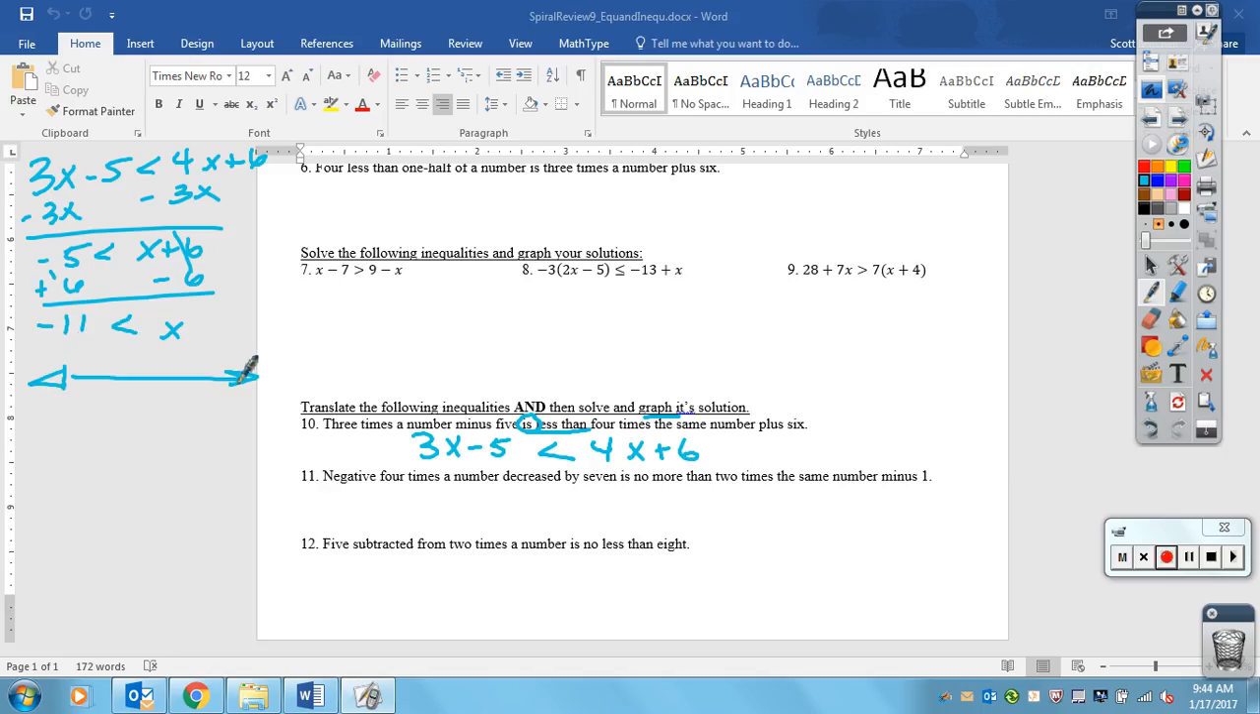So when I graph this, remember that your negatives are backwards. Open circle, x is on the big side, which means we go to the right. Negative 11.